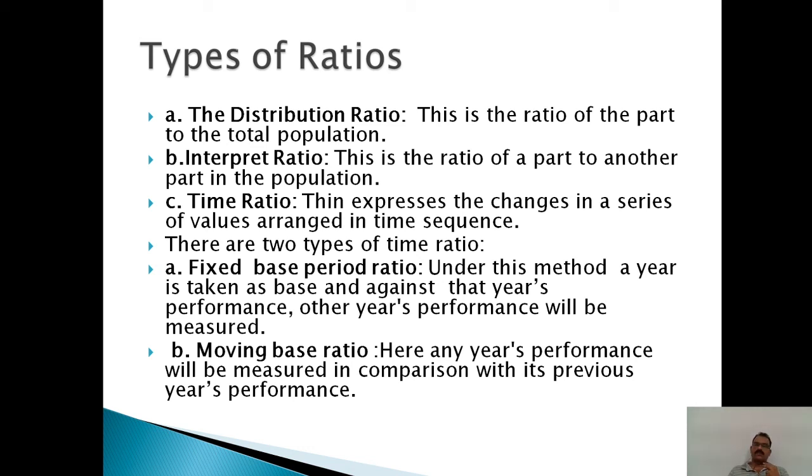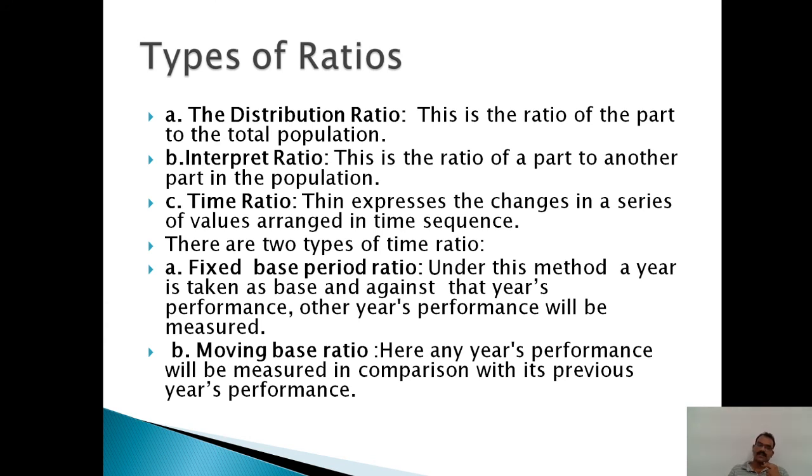Time ratio. This expresses the changes in a series of values arranged in time sequence. There are two types of time ratio. First one is fixed base period ratio and second one is moving base ratio.